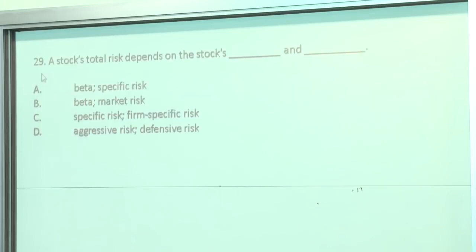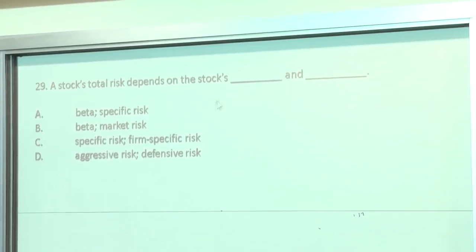Let's move on. So a stock's total risk depends on the stock's beta and the specific risk. The specific risk can be diversified away, right?